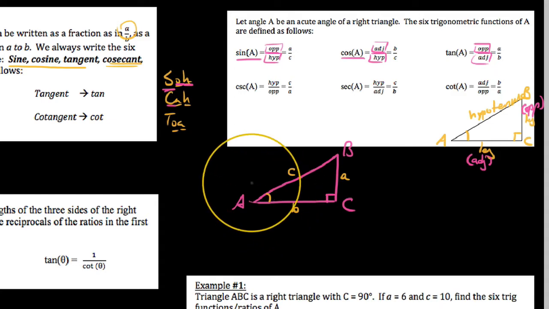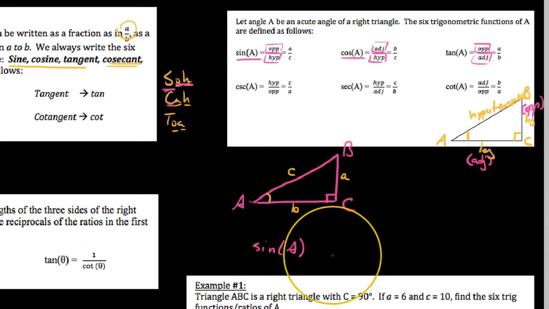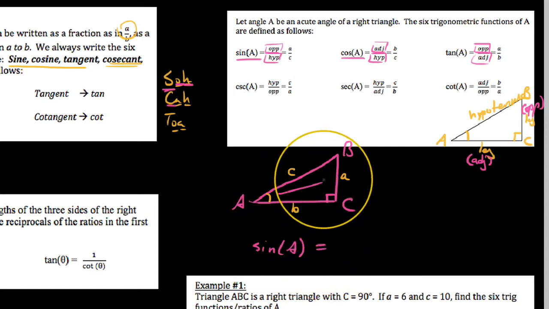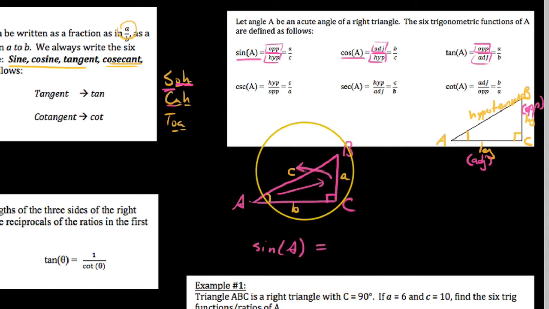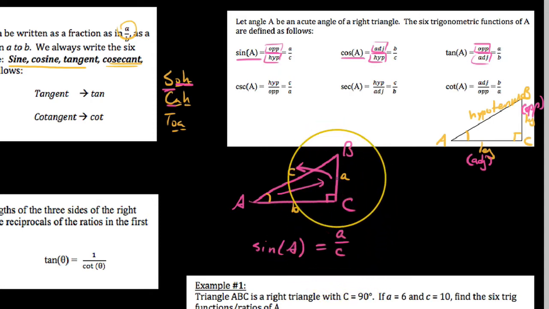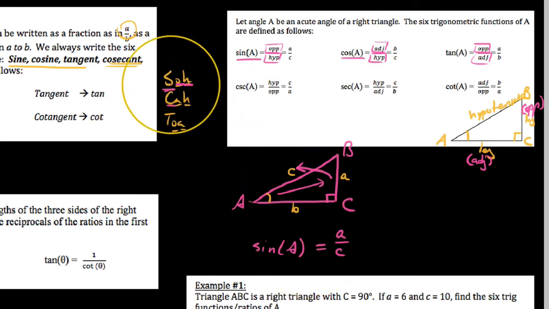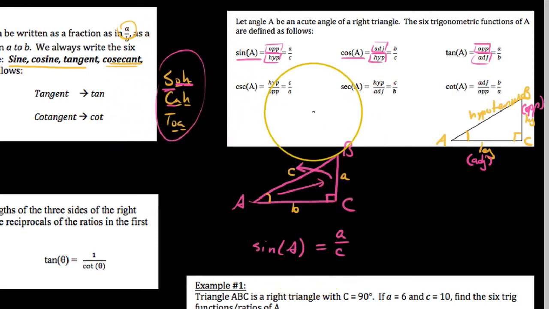But we say, for instance, the sine of angle A, we would say the sine of A would be equal to its opposite side over hypotenuse side. And in this case, we could re-express this as a over c, or whatever the length of a is over the length of c. That would be the sine of A. And we just got that from following our SOHCAHTOA rule. And that's what we're going to be using a lot of the time.